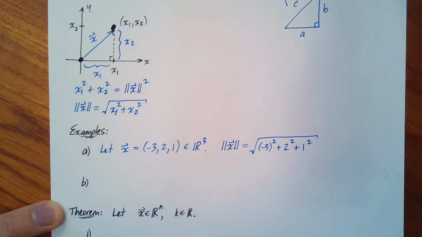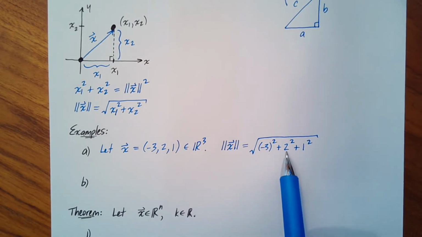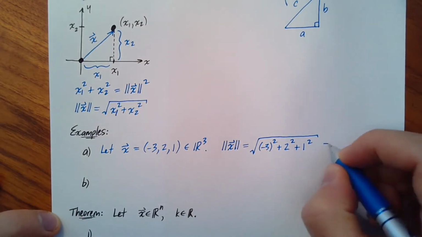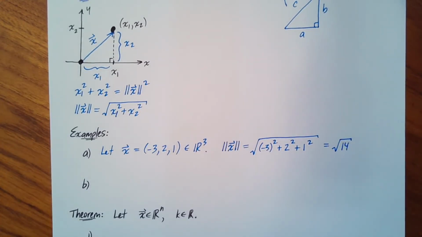Right, and what are you really going to get here? -3 squared is 9. 2 squared is 4. And then 1 squared is just 1. So you've got 9 plus 4 plus 1. That just adds up to 14. So really what you have is the square root of 14.